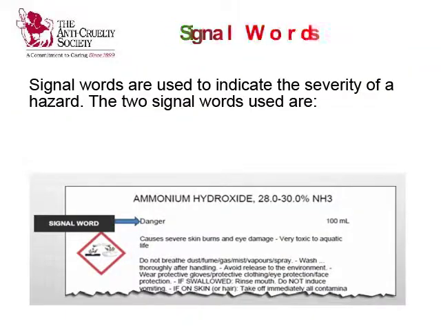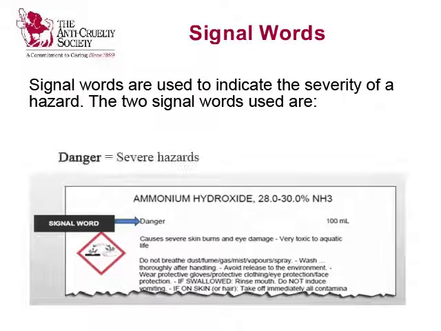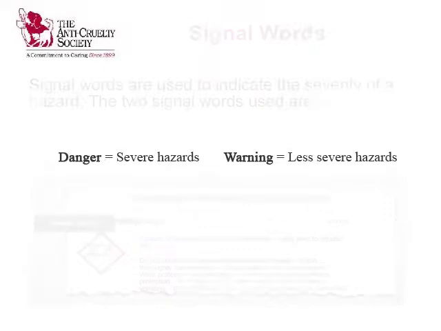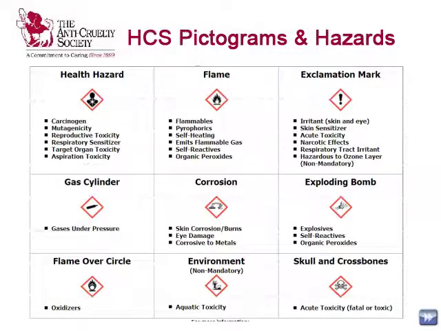Signal words are used to indicate the severity of a hazard. The two signal words used are danger, which represents severe hazards, and warning, which represents less severe hazards. Nine pictograms are used to identify hazards. Please take a look at the pictograms and what each warns against. The only one not required by OSHA and GHS is the environment pictogram.